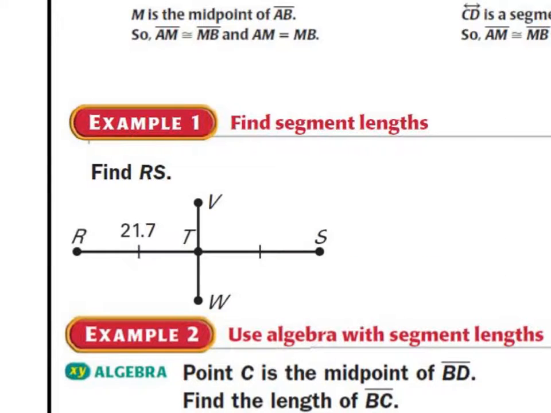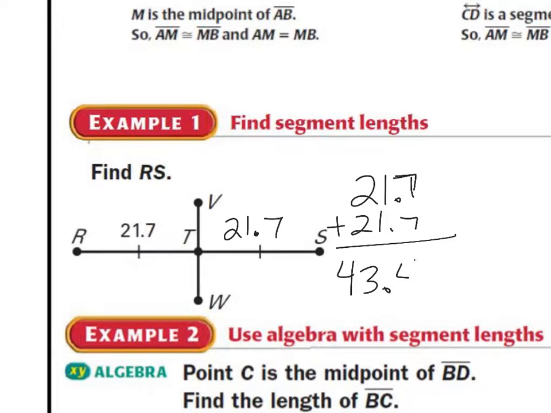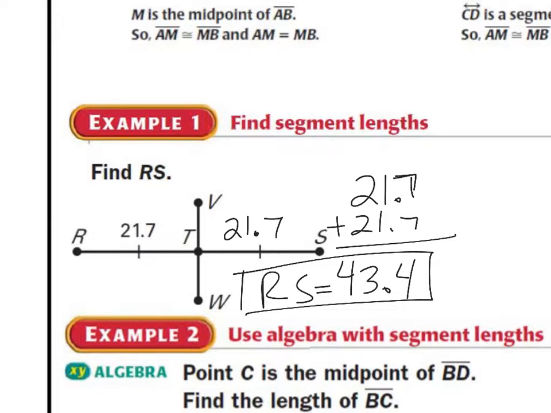Find RS. Okay, what do those little notches mean again, guys? Congruent. So what is the length of TS? 21.7. So how could I figure out what RS is going to be, Maddie? Yeah, add it up. And we get 43.4 is equal to RS. You can say RS without the marking over it because you're talking about the measure RS.